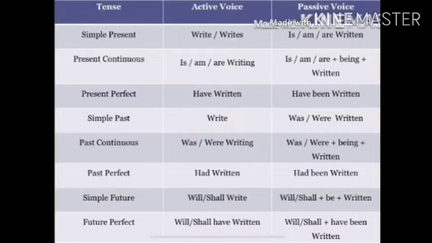Simple future, will, shall plus write. Passive voice, will be, shall be plus written. Future perfect, will, shall have written. In passive voice, will, shall plus have been written. These are the rules we will use to change an active sentence into a passive sentence. So please students, make this table in your notebooks and please remember these rules.